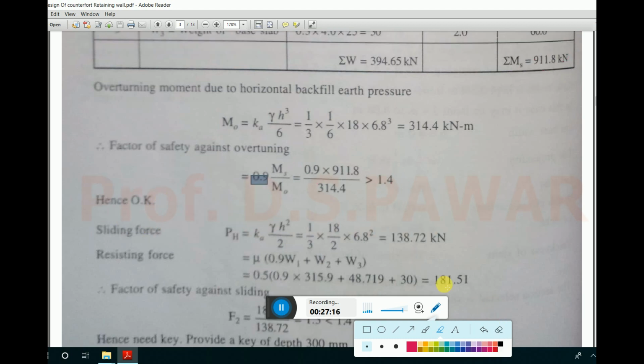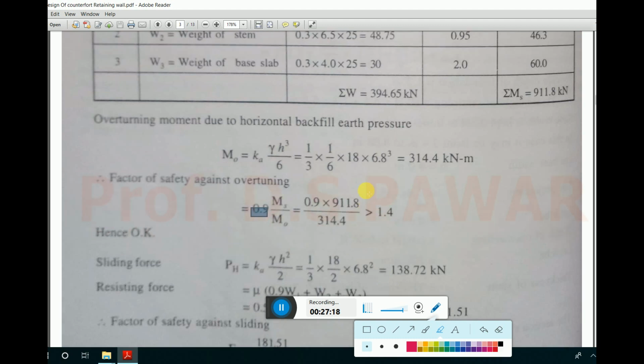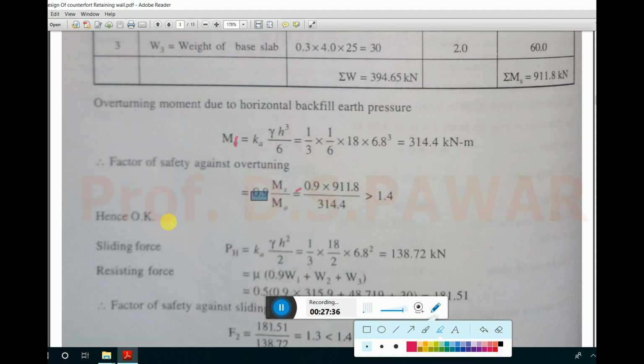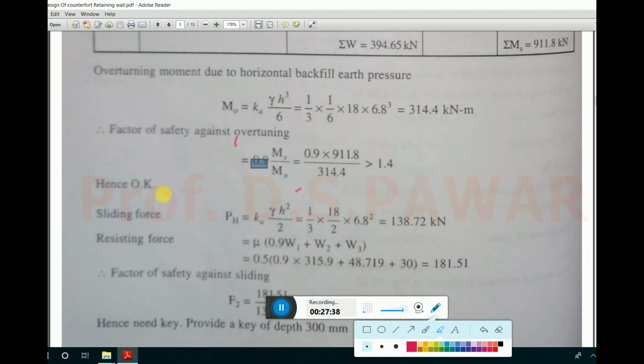Now the second thing, we have to take the check for sliding also. So this was the check of overturning. The major thing here is the calculation of the overturning moment and the stability moment. Please understand the concept of overturning moment and stability moment, why it is required and why the stability checks are required in a retaining wall. Hence there is no worry about the overturning of the structure.